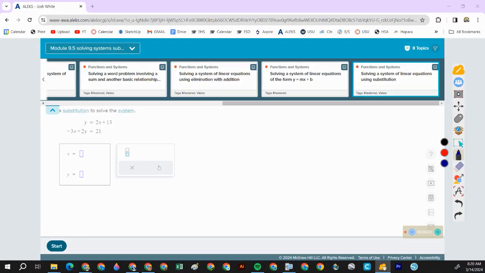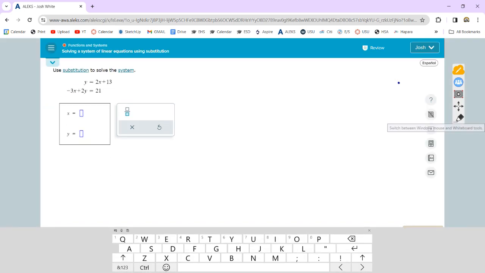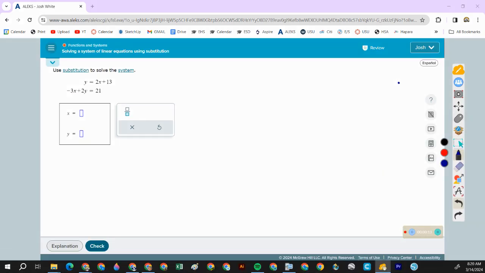It is time for 9.5. This deals with substitution and elimination of linear systems. So here, it wants us to use substitution. I really don't care what method you use. Whatever method works for you.